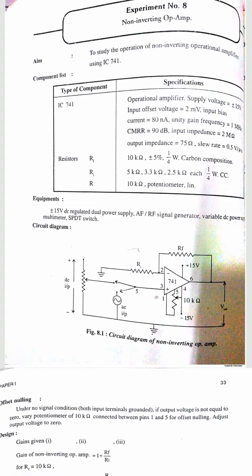Next resistor required: 10 kilo ohm potentiometer, linear. Potentiometer means the variable resistor, required for nulling offset.